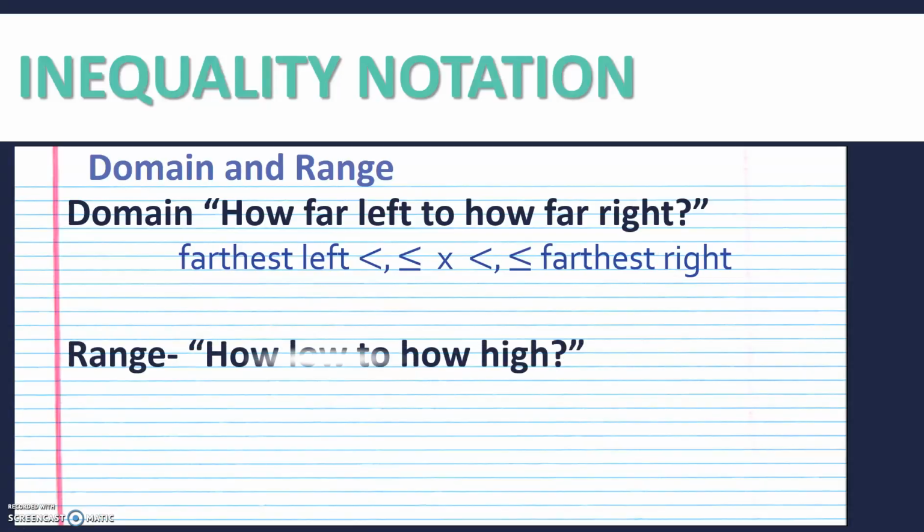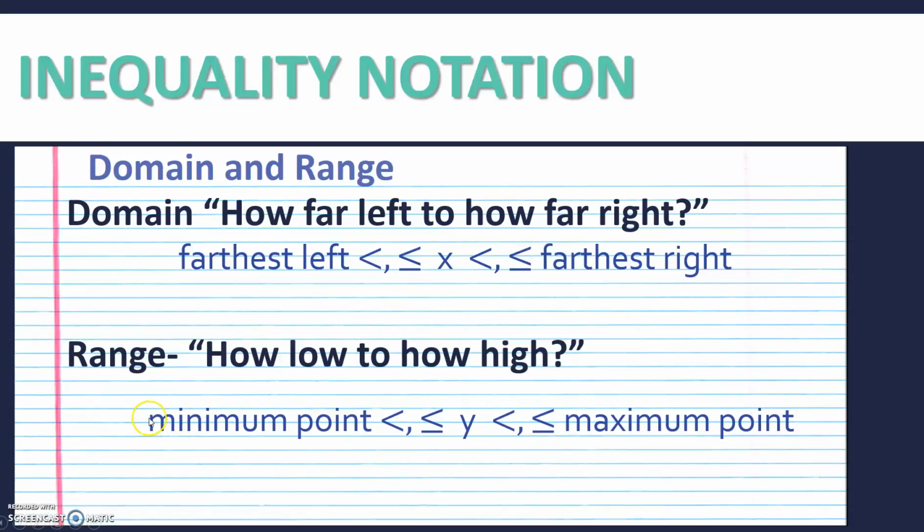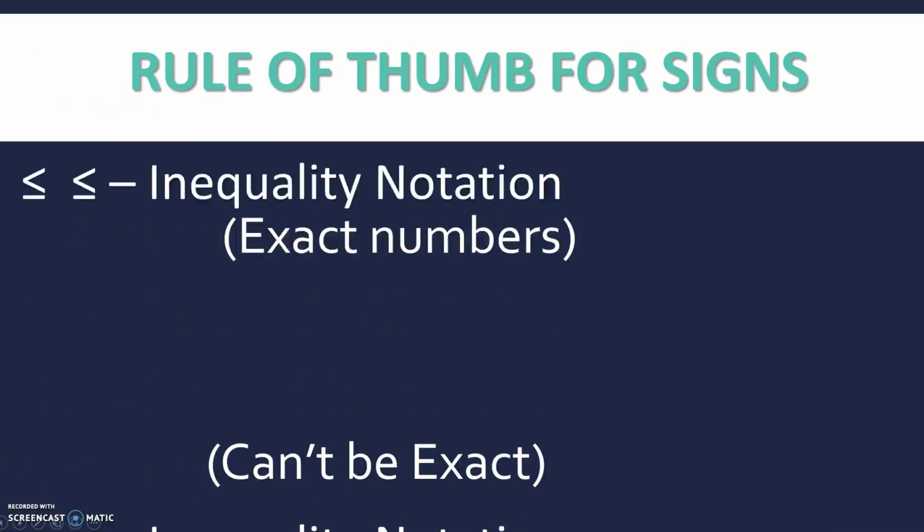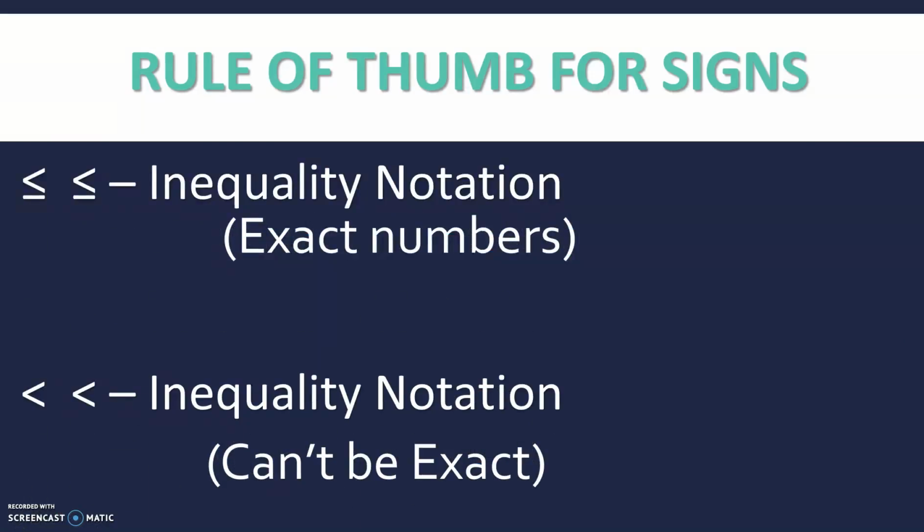The range is how low to how high. For this, we're going to look at what's our minimum point, what's the lowest point. Then we're going to have an inequality, and range represents our y values. Then we're going to have an inequality, and then we're going to have our maximum point. So we have those two different types of inequalities that we can be using in our inequality notation.